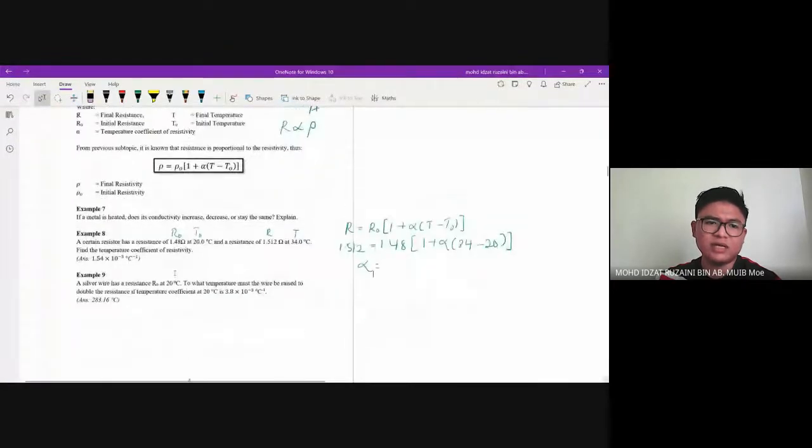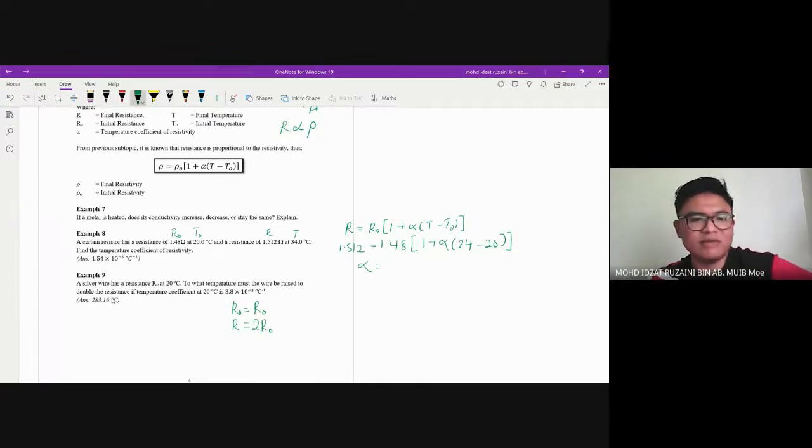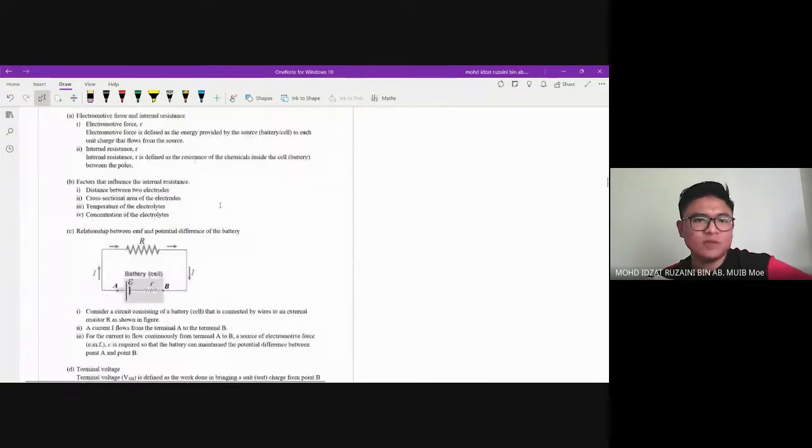Okay, soalan yang ke-9. A silver wire has resistance of R0. To what temperature must the wire be raised to double the resistance? So kamu ada R0 ialah R0, dan kamu ada R ialah 2R0. Okay, that's just substitute in the equation, then you can solve the problem. Kamu akan cancel off R0 kiri kanan kan. Okay, try do by yourself. Ada masalah, just let me know kemudian. That's for example 9.